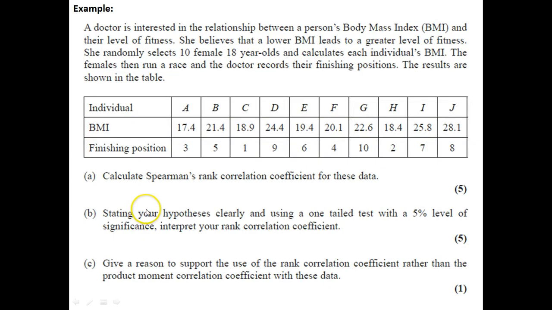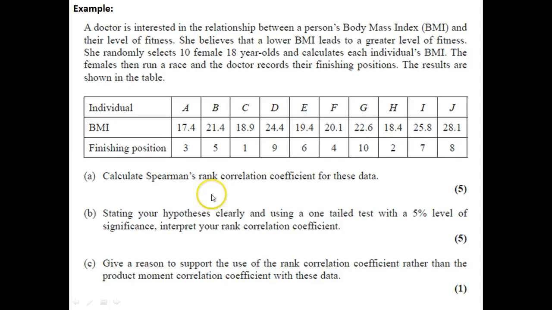Another example. A doctor is interested in the relationship between a person's body mass index and their level of fitness. She believes that a lower BMI leads to a greater level of fitness. So she randomly selects 10 female 18-year-olds and calculates each individual's BMI. The females then run a race and the doctor records their finishing positions. The results are shown in the table.